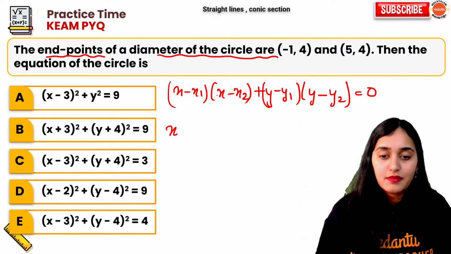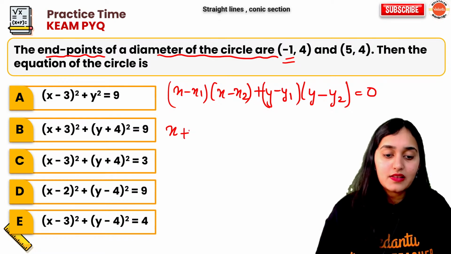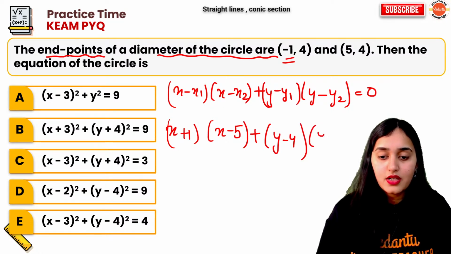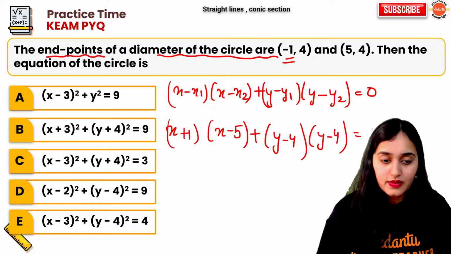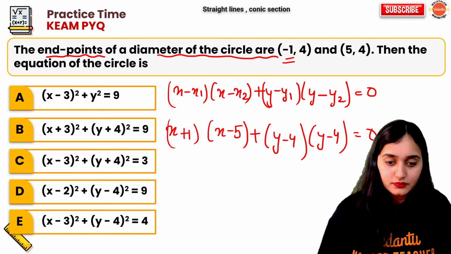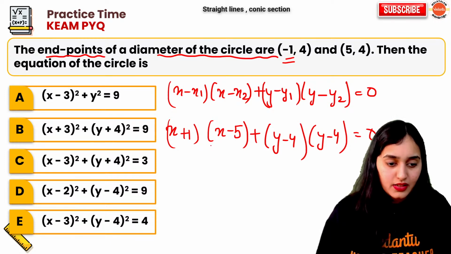So it is (x minus minus 1), x plus 1, into (x minus 5), plus (y minus 4) into (y minus 4) is equal to 0. So you have here, let's simplify this.